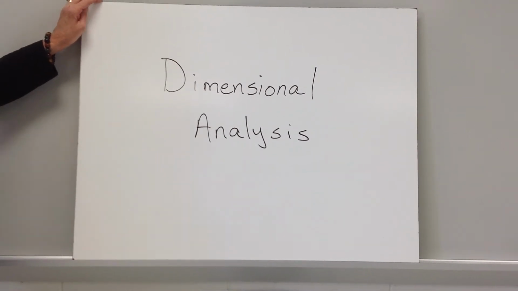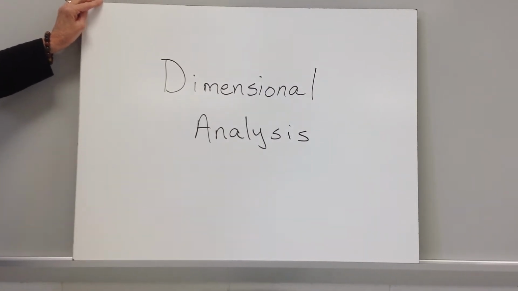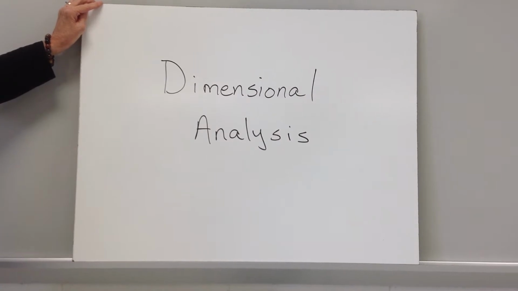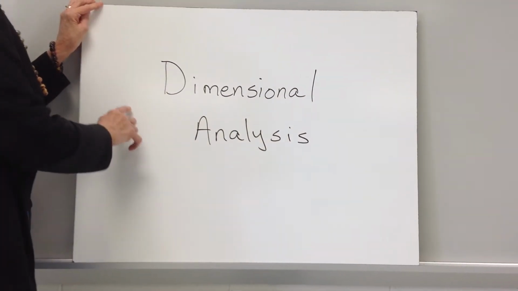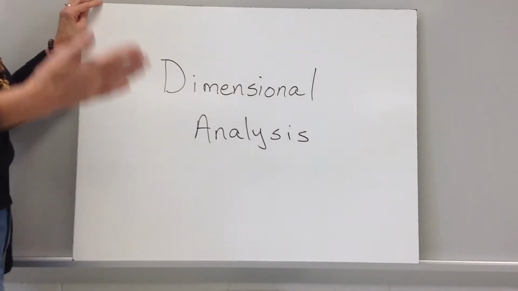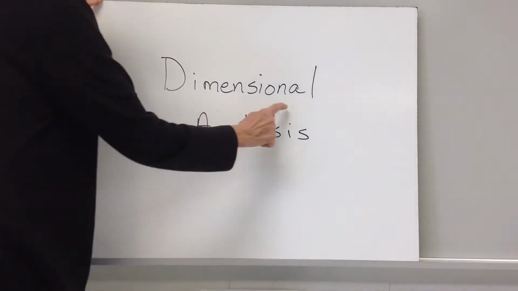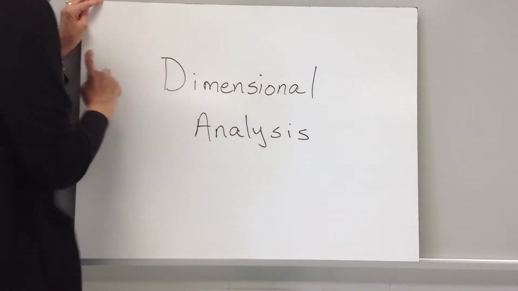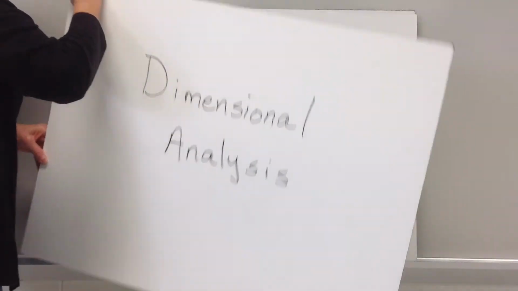This lesson is on dimensional analysis. That's a big term that just means converting from one unit to another. You see the word dimension. The dimensions: something is 6 feet long, something weighs 20 pounds. Those are dimensions. Dimensional analysis, we are going to convert from one dimension to another.